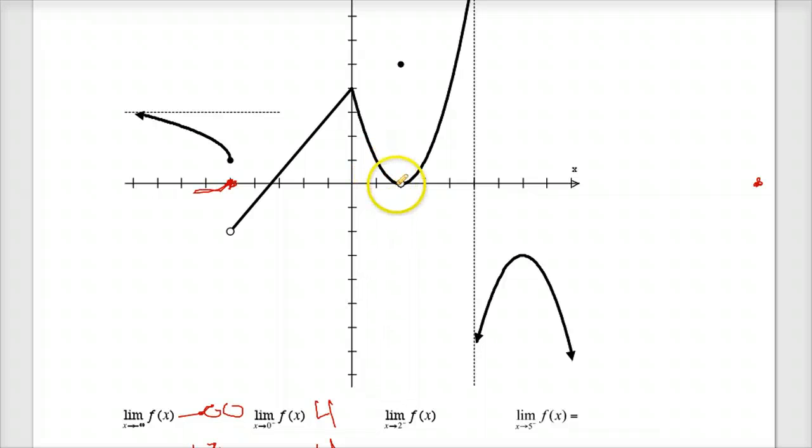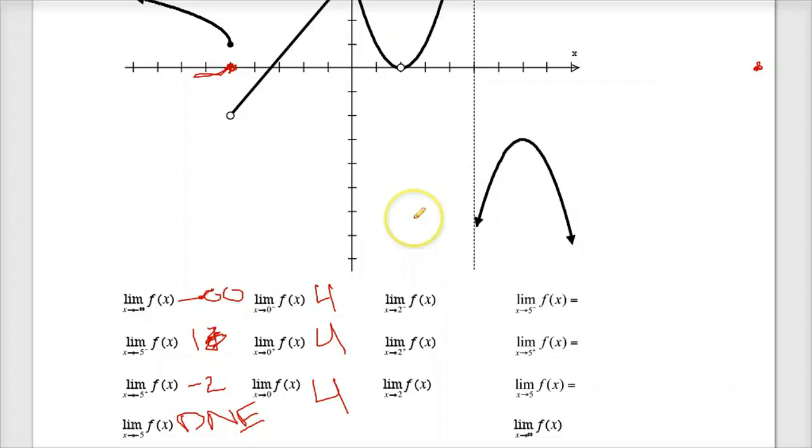It's approaching the y value of 0 from the left, and it's approaching the y value of 0 from the right. So same thing, 2 minus will be 0, 2 plus will be 0, and 2, since they both match, is also 0.